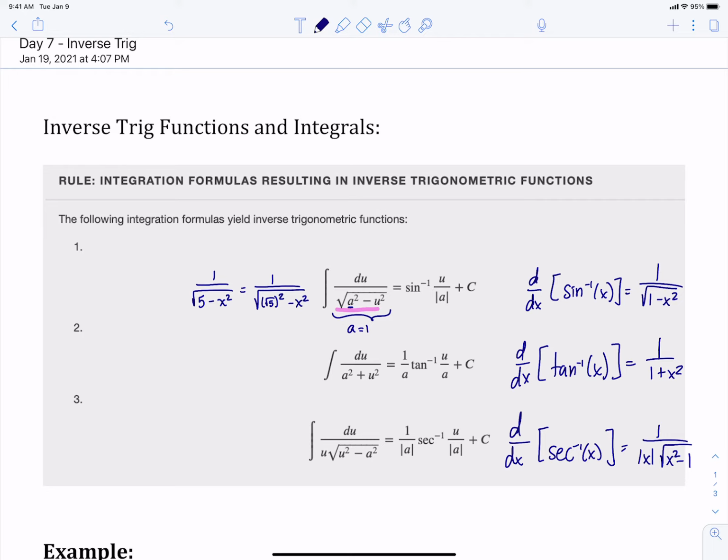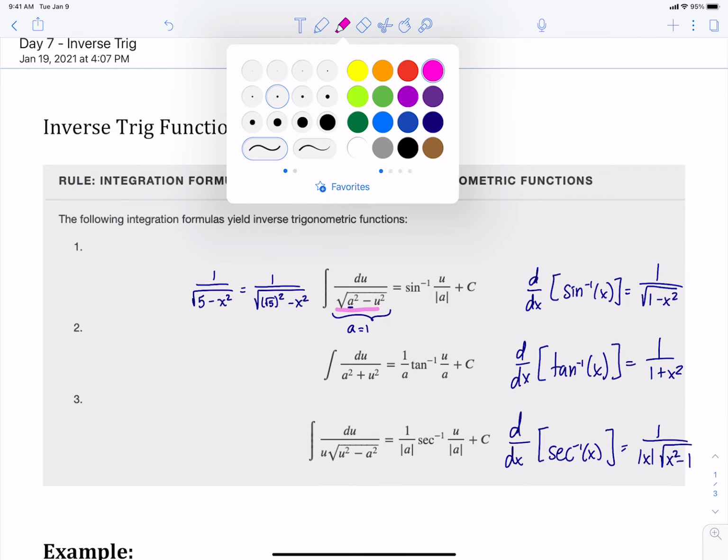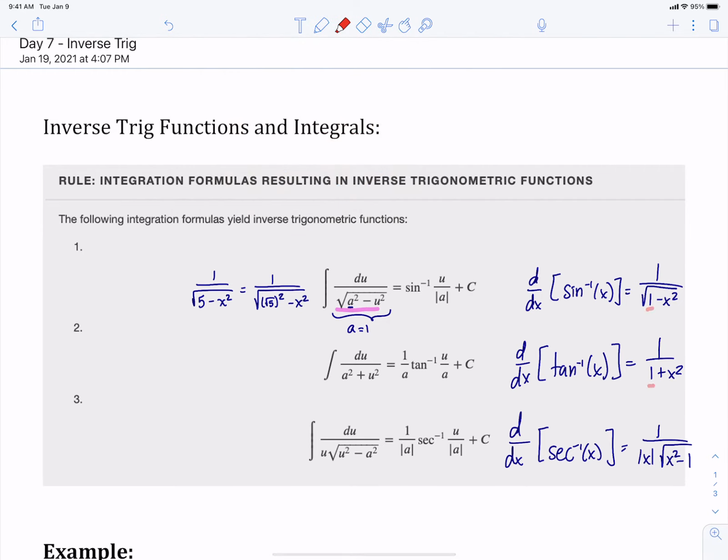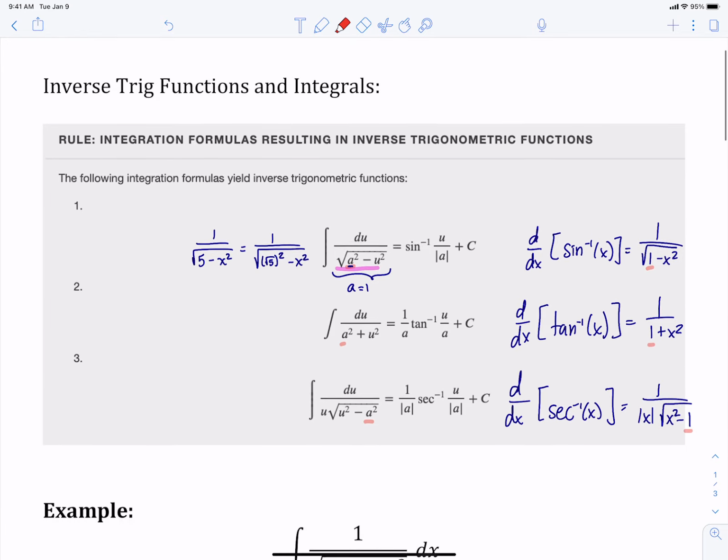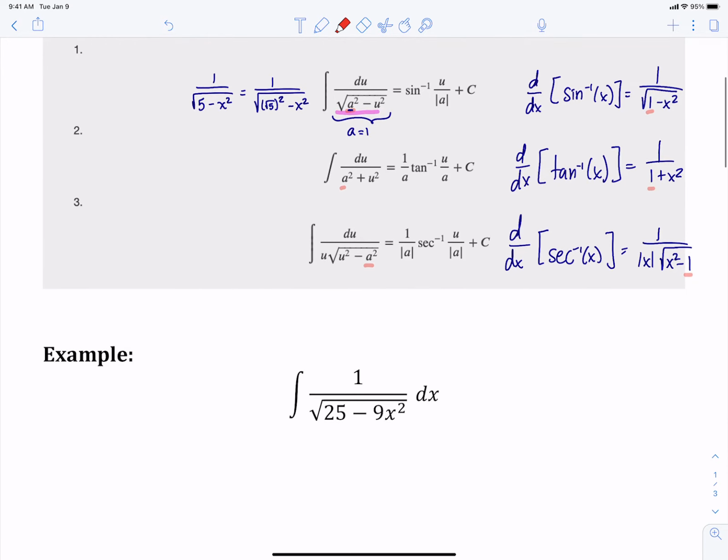If you want to see how they get to these more general formulas, where they replace the 1 in these really specific formulas with any number that's being squared, you can take a look in the textbook. They prove the first one, the inverse sine formula, with implicit differentiation. So you can take a look at how they prove that. All right, so let's do a couple quick examples.